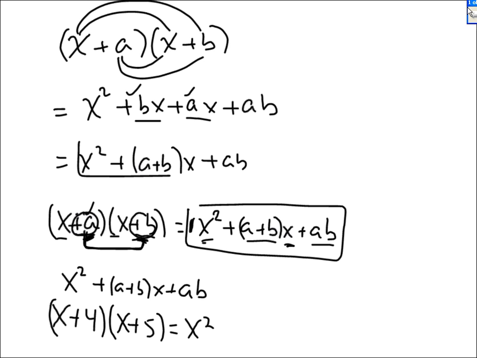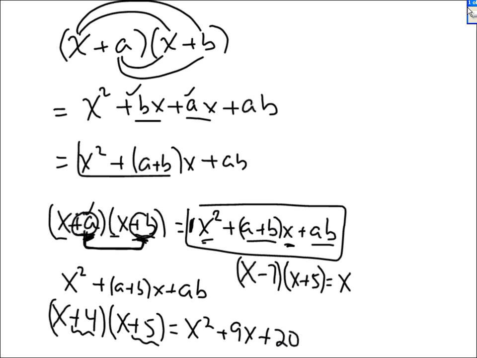For example, if you had x plus 4 and you multiply by x plus 5, we're going to get x squared. How many x's we have? Add those two numbers. Get 9 x's. Multiply those two numbers. Get positive 20. If you have x minus 7 and you multiply it by x plus 5, you're going to get x squared. How many x's you have? Add those two numbers. Get negative 2 x's. Multiply these two numbers. Get negative 35.